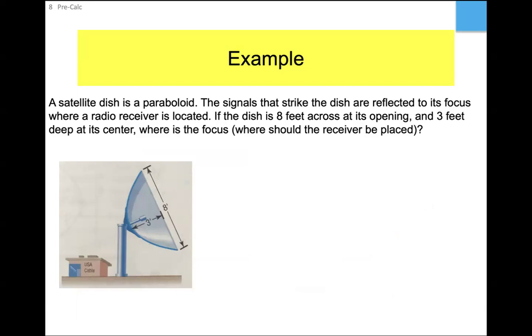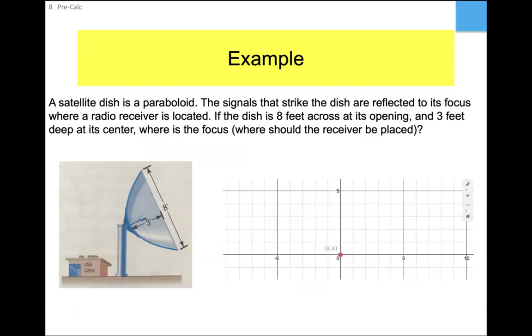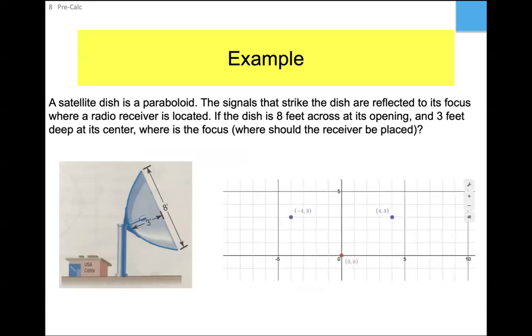Okay, so I'm going to make this easy and just point it straight up and down, make the vertex at 0, 0, just to make my life easy. So 8 feet across, half of that would be 4. So those 2 purple dots right there are 4 to the left and right of the vertex. You see that? They're up 3 because that's the depth of the dish.